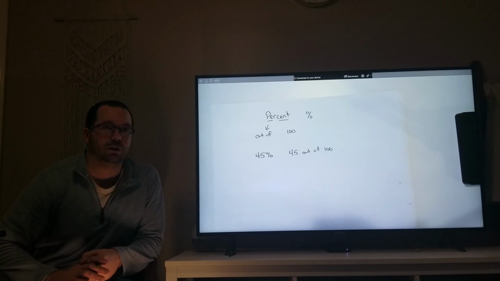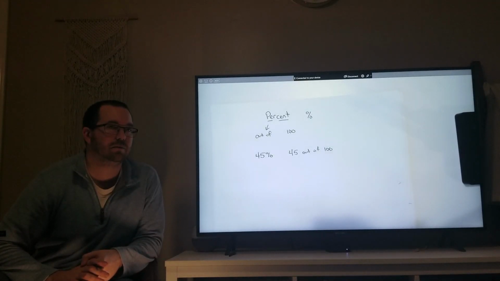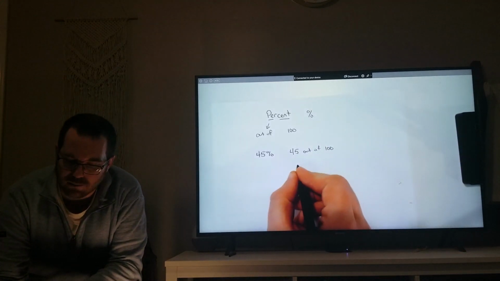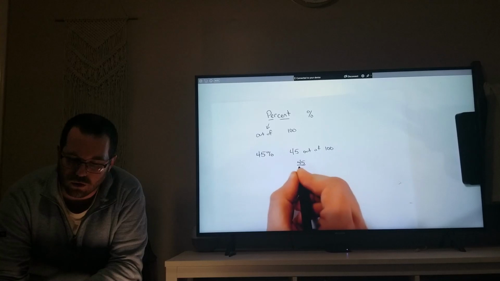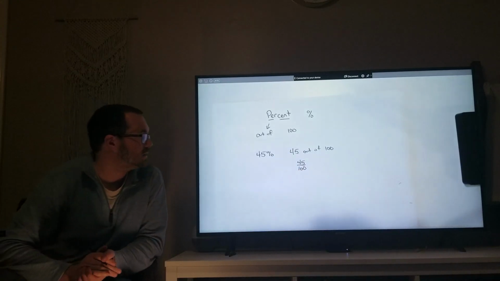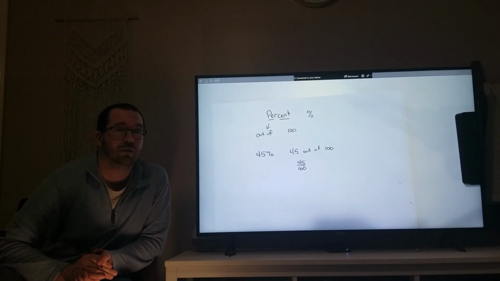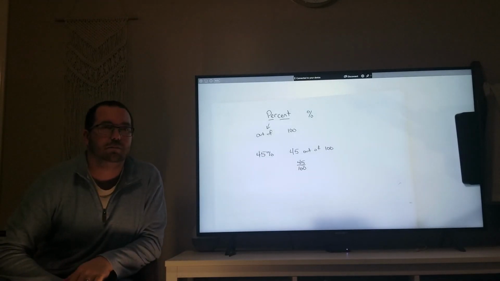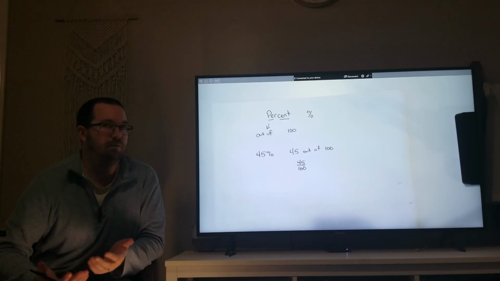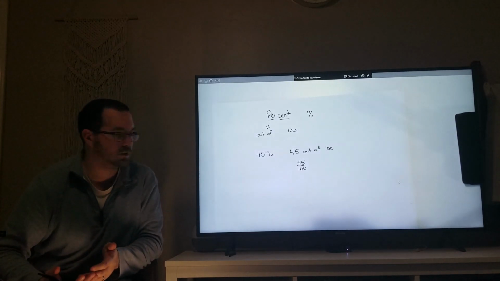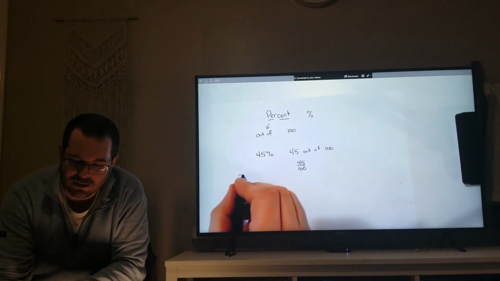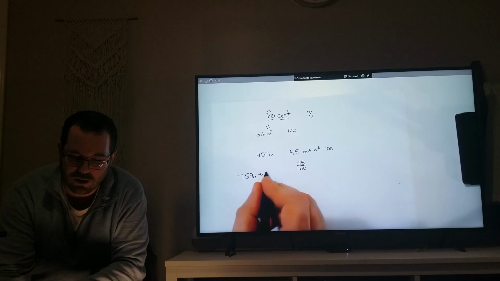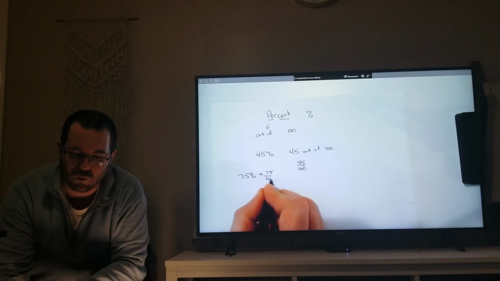Out of 100, though, we can also write as a bit of a fraction. So out of 100 is the same as 45 over 100. Just like that, going from a percent to a fraction can be very easy to do. All we have to do is put that number over 100. So if you had 75%, 75% as a fraction is 75 over 100.